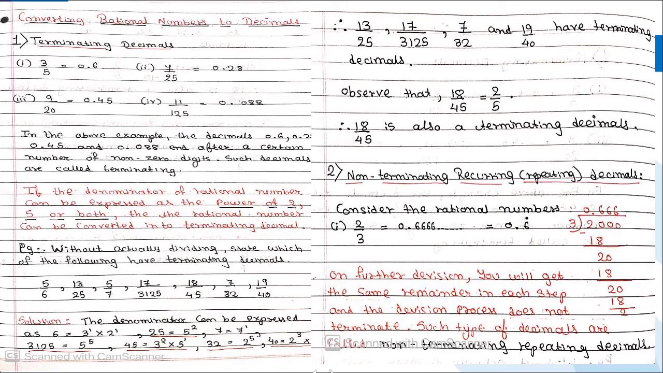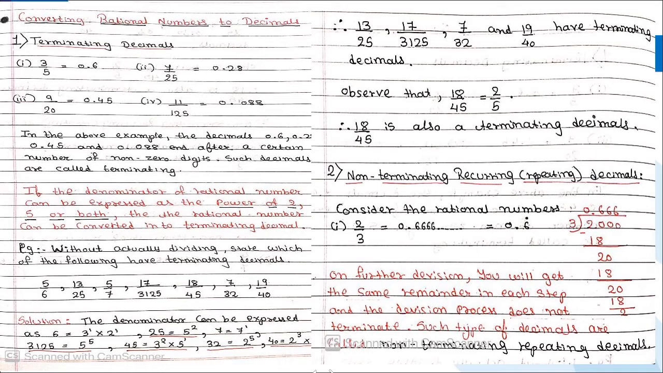Next, 7 upon 32. 32 can be expressed as 2 raised to 5. So since you can express it as a power of 2, the fraction 7 upon 32 will have a terminating decimal. And the last example, 19 upon 40. So 40 can be expressed as 2 cube into 5 raised to 1. So 2 and 5 both is okay. Alone 2, alone 5 is also okay, but nothing else should be there with 2 and 5. But 18 upon 45 is the unique case we have to remember. So the fraction 19 upon 40 will also have a terminating decimal.